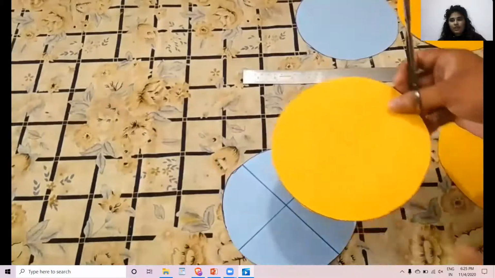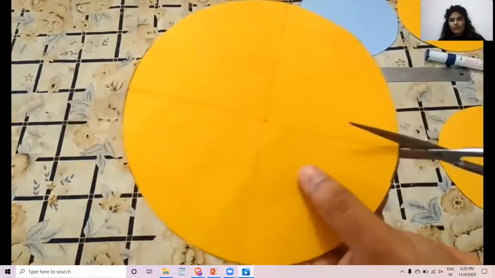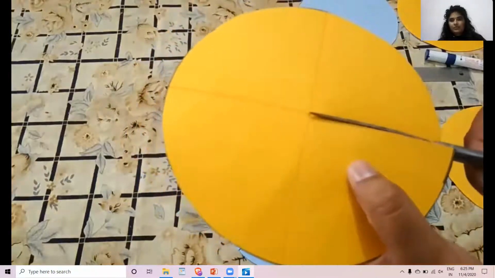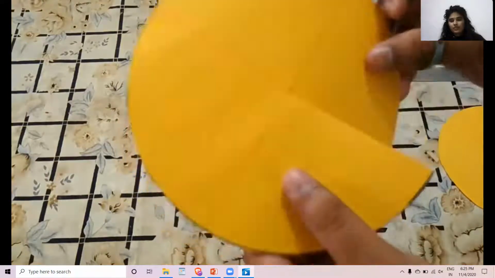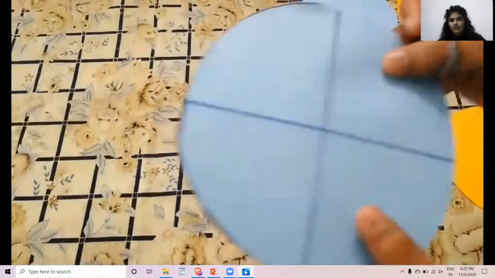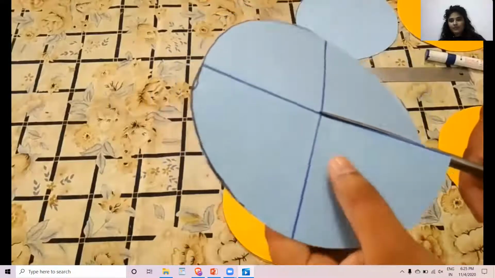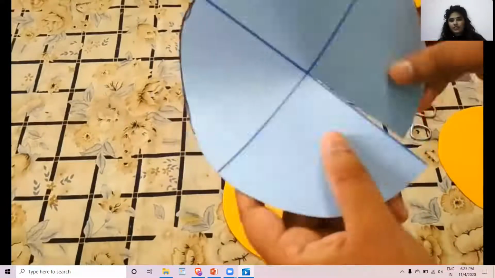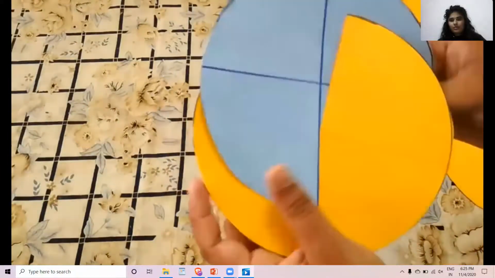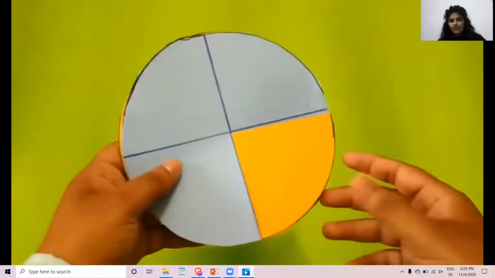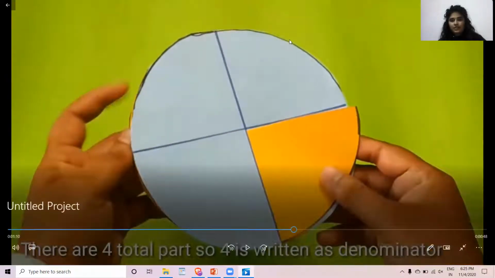Similarly, you have to make these four lines on the next circle also. Now, you have to cut the circle like this and cut another circle in the similar way. After cutting the circle, you have to put one circle into another like this. Now you can see here how many parts we have here.